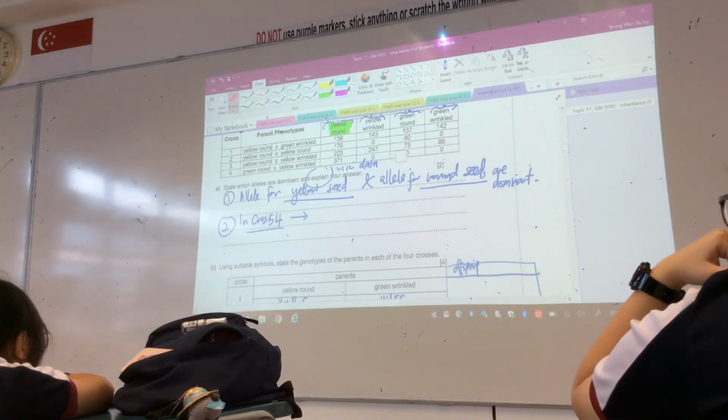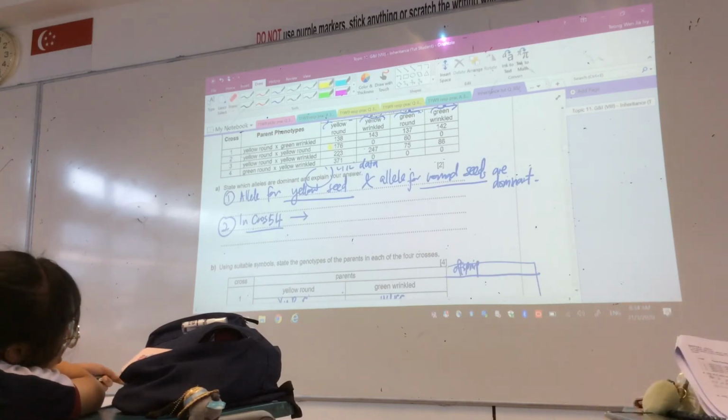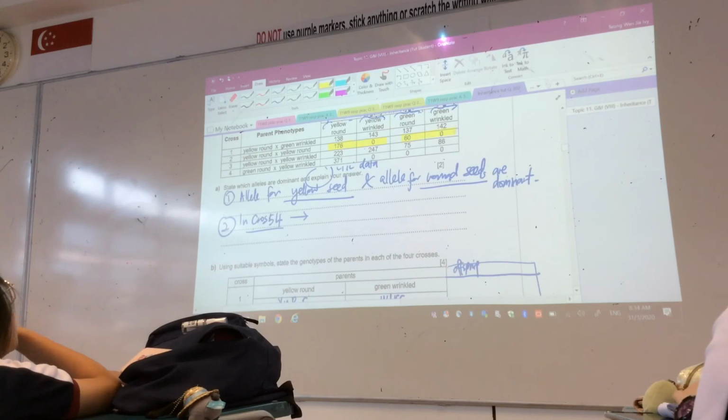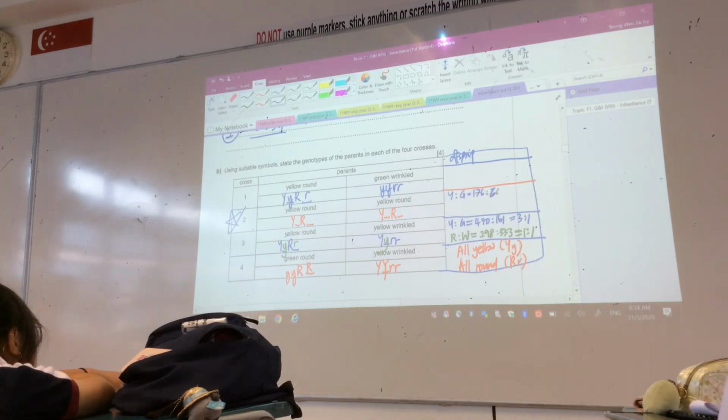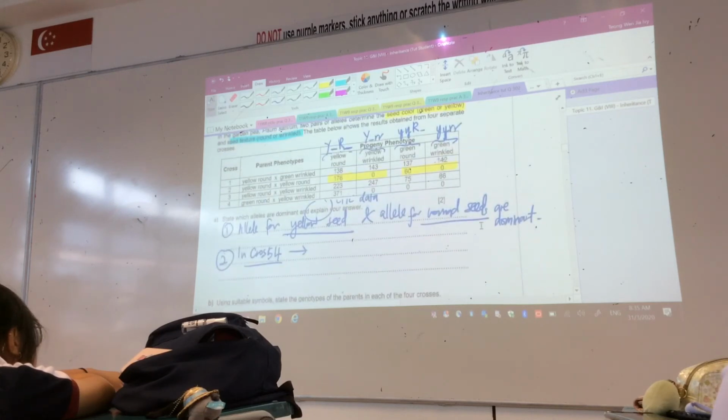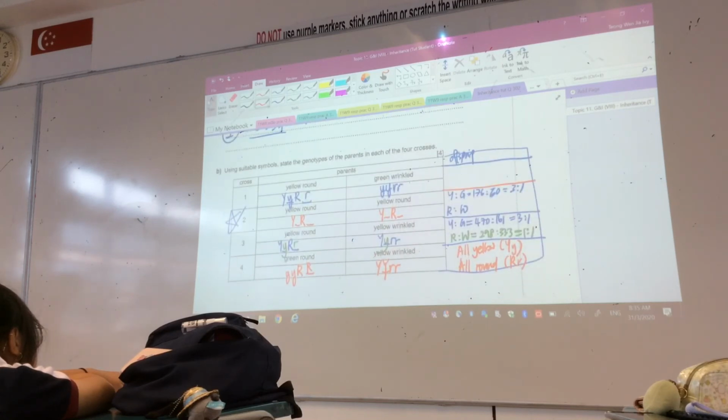Okay, so I'm going to erase everything, I'm very messy. If I were to separate the gene locus, we look at cross 2. Okay, so we look at yellow and green first. Alright, what is the ratio for yellow is to green? 3 to 1. Yellow is to green is 176 is to 60, which is 3 is to 1. Then the next one we look at round and wrinkle. If you group them together, what's the ratio? All round. It is 236 is to 0, which is all round.